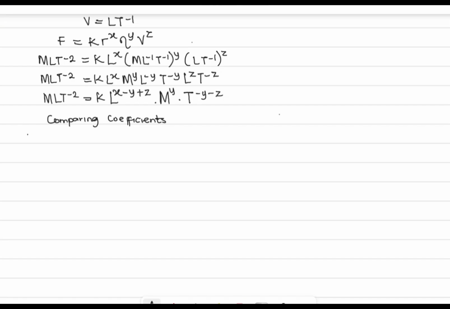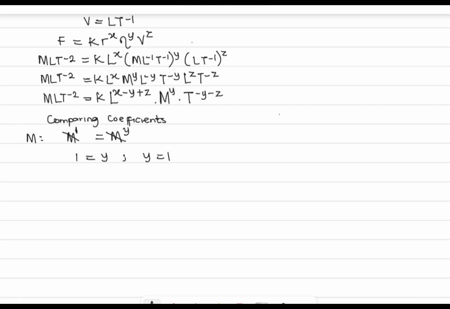So let's compare the coefficient of M firstly. Now I'm choosing M because M has only one power, that's y on the right hand side. So on the left hand side, the power of M is 1. We can see that in MLT^-2, the power of M is 1. And on the right hand side, the power of M is just y. So you can cancel out the base now. We will get that 1 is equal to y. Or in other words, y is equal to 1. So we've gotten our y. Now let's go and get the next one.